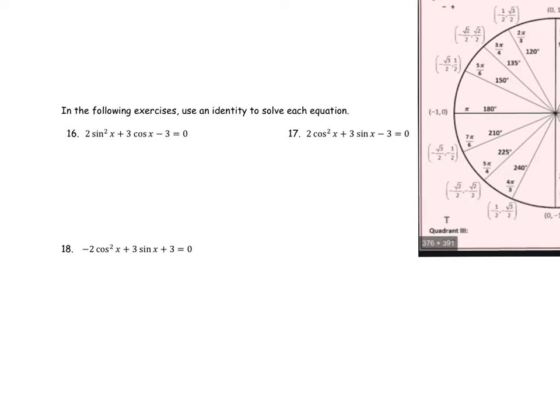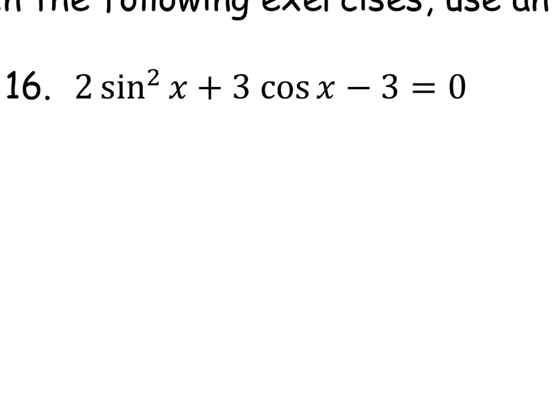Did they tell you here over a given interval? Yes or no? In the following exercises, use an identity to solve. Did they say over a given interval? No. So then what would I put at the end of my answers? Plus 2k pi, because they're all sines and cosines. I'm not super worried about that right now. I want to focus on this.